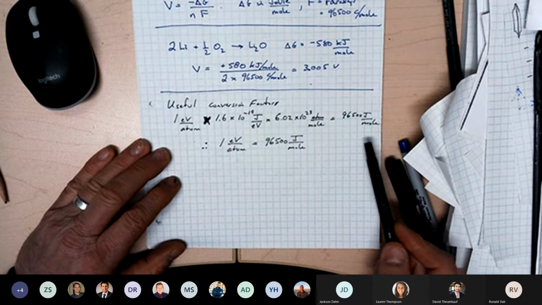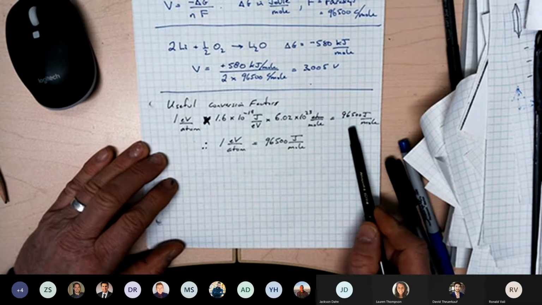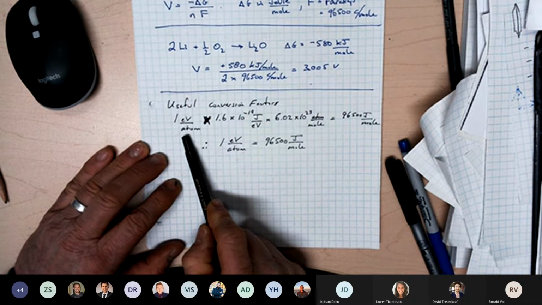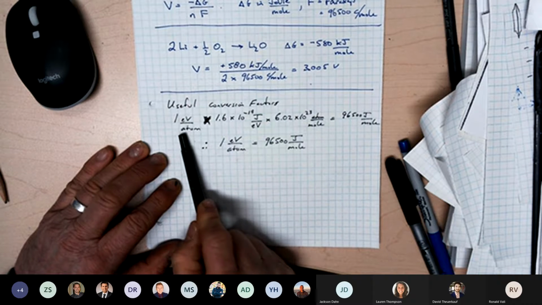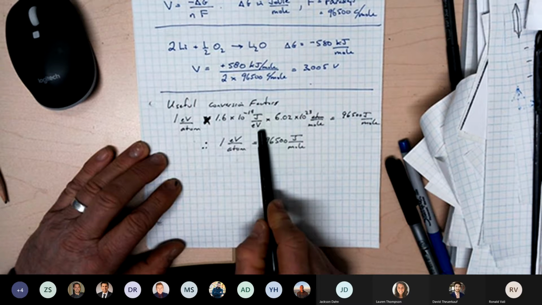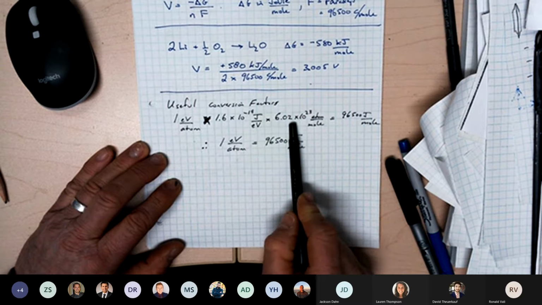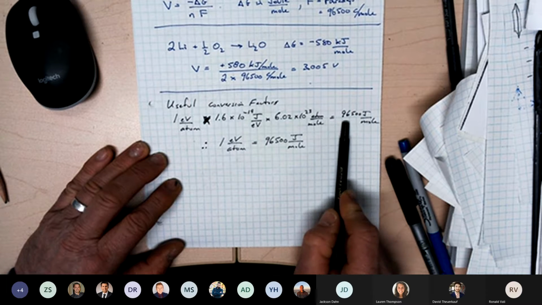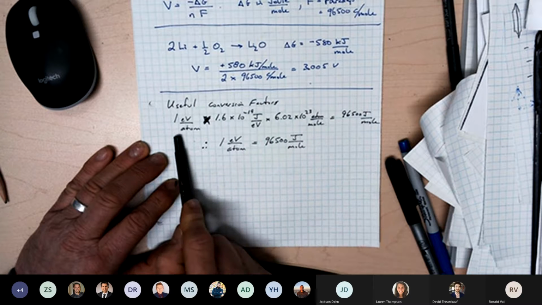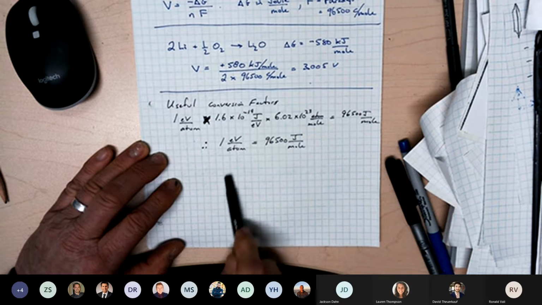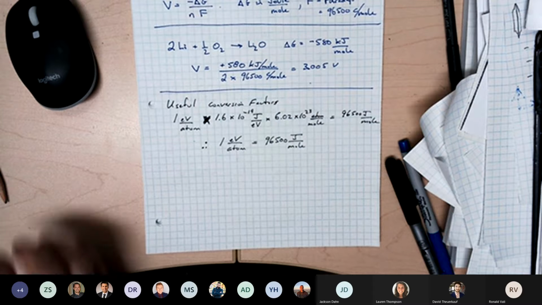Chemists like to work in joules per mole, and physicists like to work in eVs per atom. If you ever want to convert between the two, this is how you do it. You have 1 eV per atom, times 1.6 times 10 to the minus 19 joules per electron volt, times Avogadro's number of atoms per mole, and that gives you 96,500 joules per mole. So 1 eV per atom is equivalent to 96,500 joules per mole. Okay, so that's a useful conversion factor.